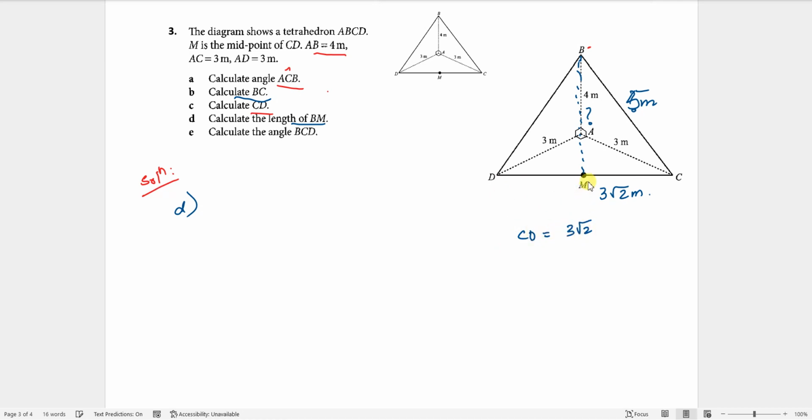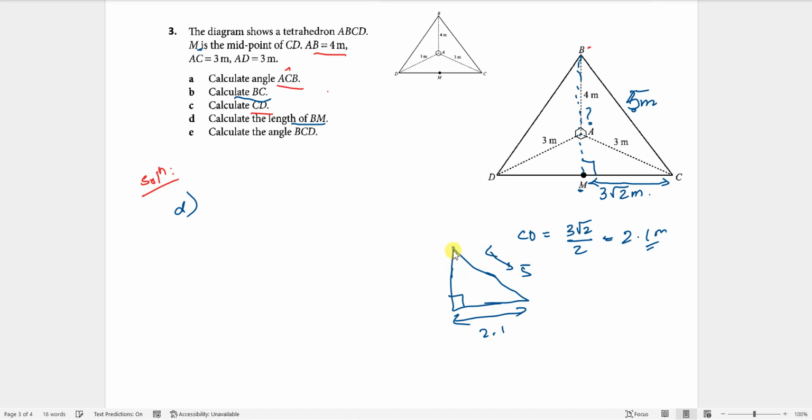In the question they said M is the midpoint. M is the midpoint means, so 3 root 2 divided by 2, if we want to find only MC. Okay, this is 90, since it's perpendicular. So we have 90, 3 root 2, and we know these things, so it's very easy to find. So 3 root 2 divided by 2, we will get 2.1 meter. So now this becomes a right angle triangle again, where this is 2.1, this is 5.